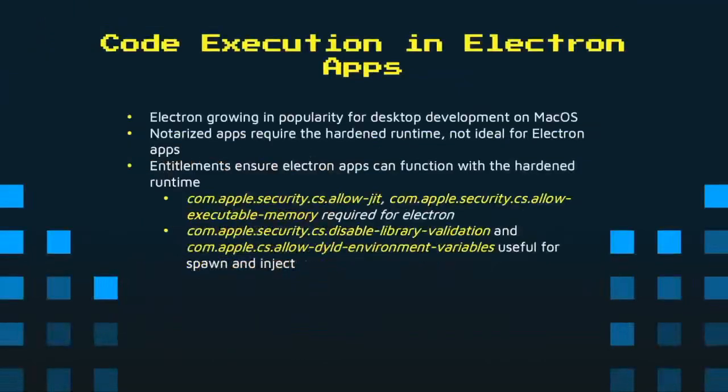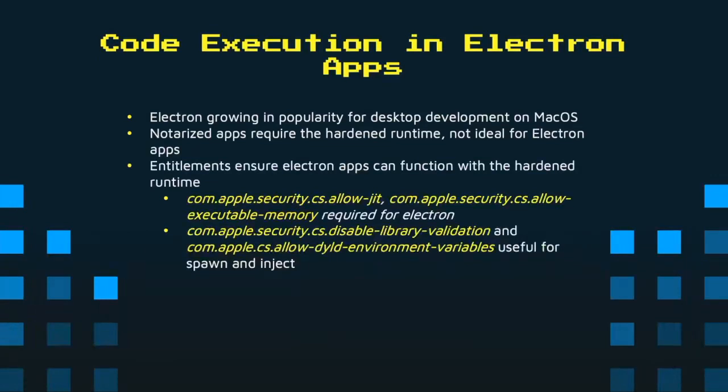So now for the second technique, we are going to abuse Electron apps. And we've already kind of talked about the environment variables that you can use with Electron apps to essentially run them as a normal Node.js application. But for Electron apps, they need special entitlements with the hardened runtime. So if a developer decides they want to ship their Electron app to users over the internet, they have to have it notarized.